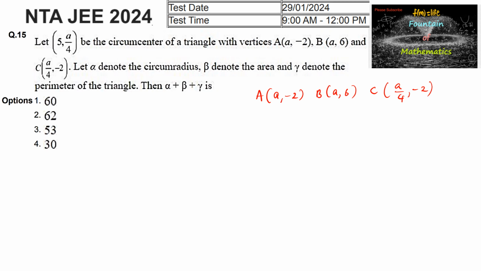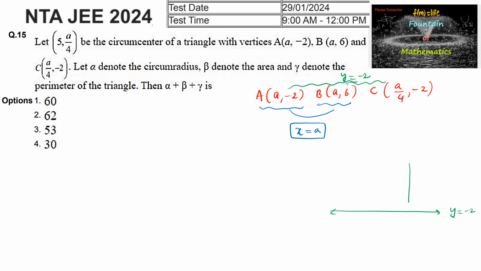So here we can observe that from the first two coordinates, vertex A and B, the x coordinate is constant, x is equal to a, which is a vertical line. And from the first and third we can see that the y coordinate is constant, that is minus 2, which is a horizontal line. So y is equal to minus 2 and x is equal to a. So these are horizontal and vertical lines.